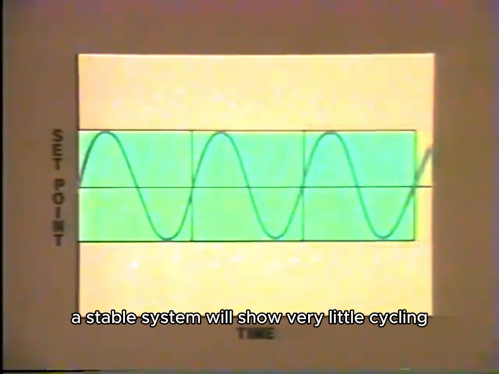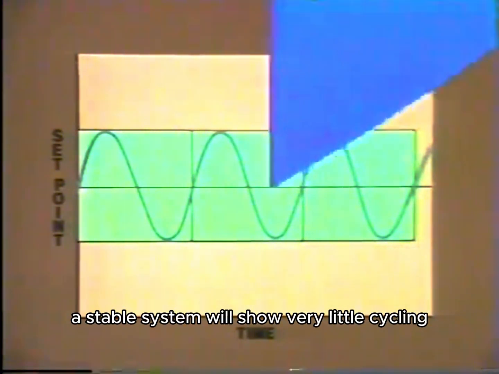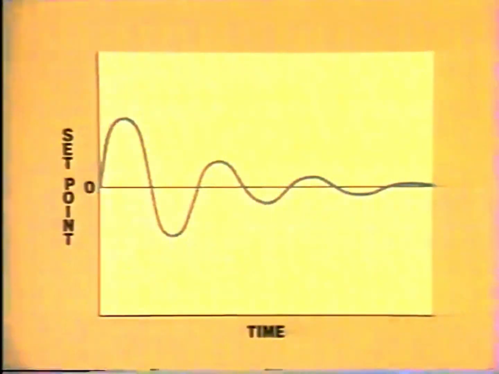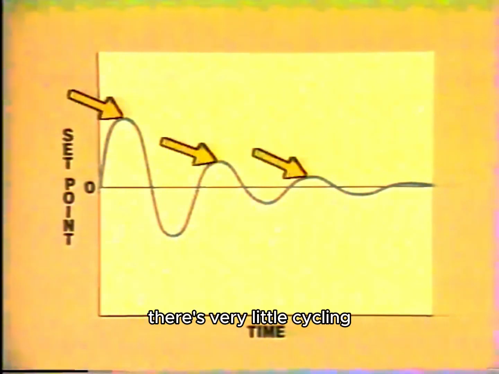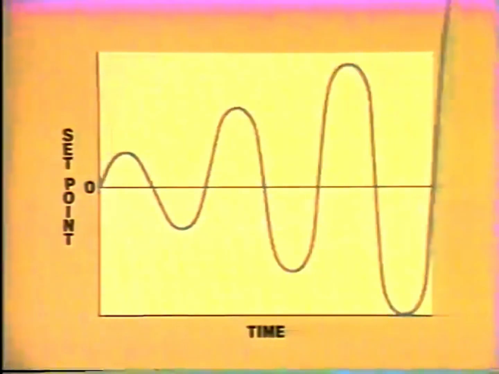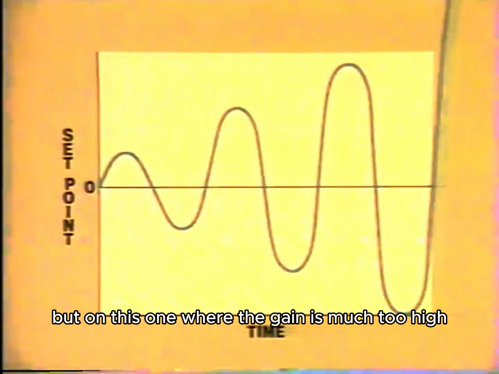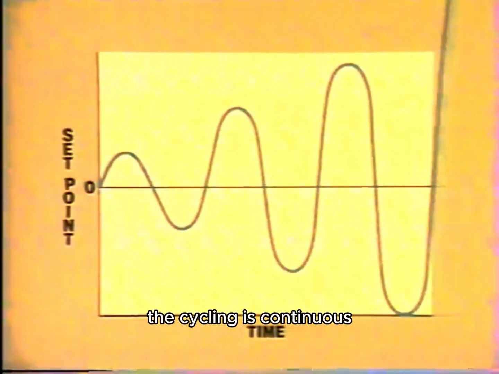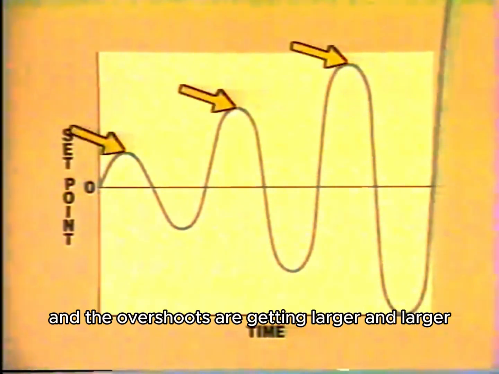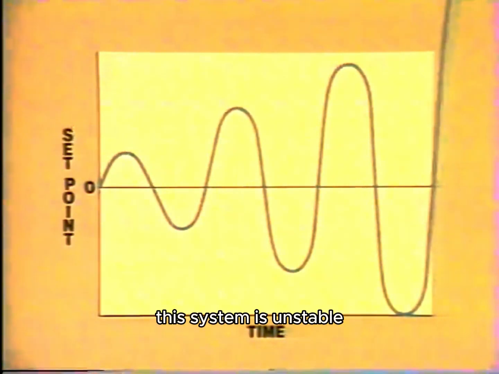Ordinarily, a stable system will show very little cycling. For example, on this curve, which shows a quarter decay ratio, there's very little cycling. But on this one, where the gain is much too high, the cycling is continuous, and the overshoots are getting larger and larger. This system is unstable.